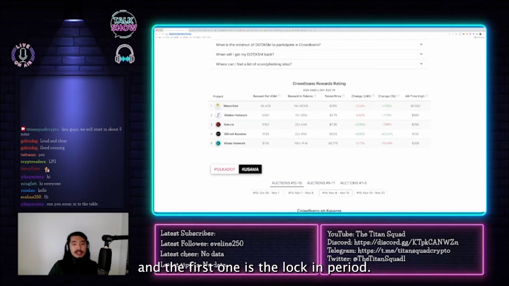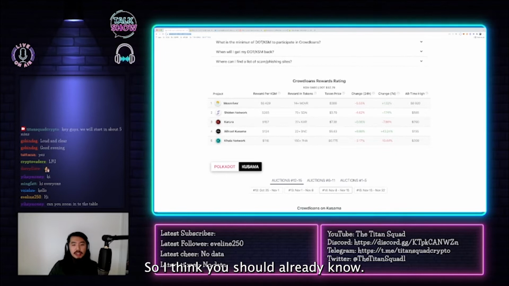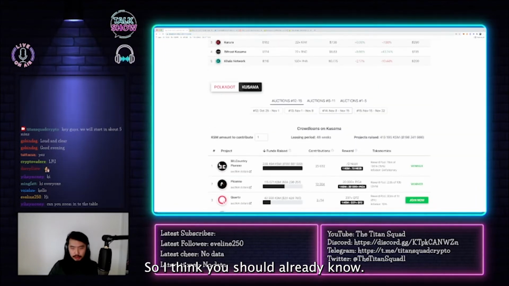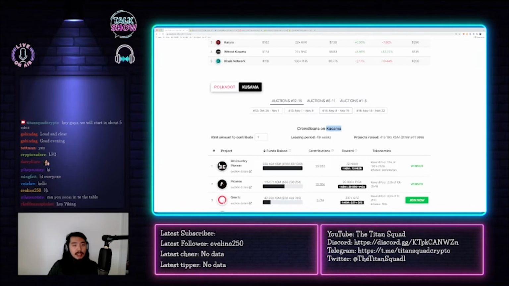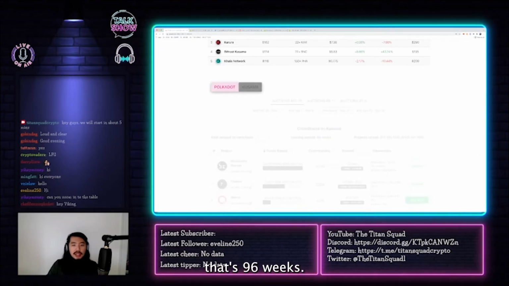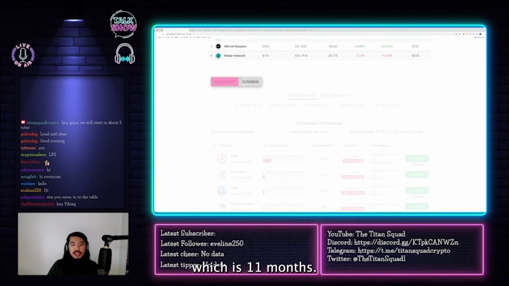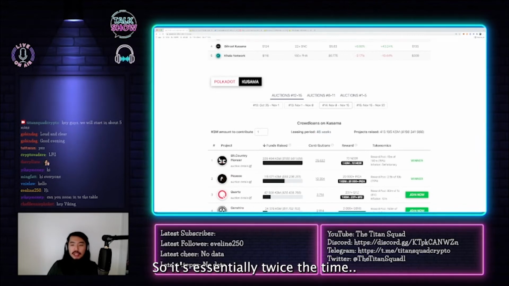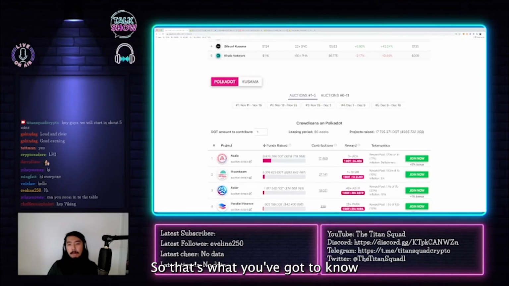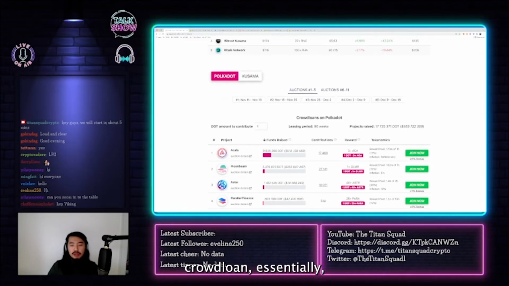The first one is the lock-in period. I think you should already know, but if you don't, the leasing period on Kusama is 48 weeks, but on Polkadot it's 96 weeks. I did a count: that is about 22 months, compared to 48 weeks, which is 11 months. So it's essentially twice the time. When you go for the Polkadot crowdloan, to keep things simple, you're locking in your DOT for up to 22 months.